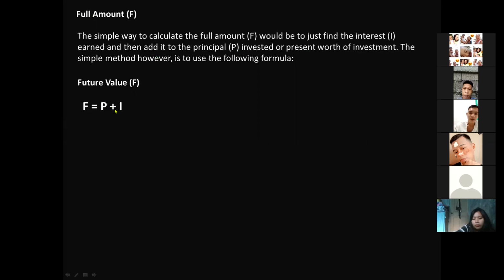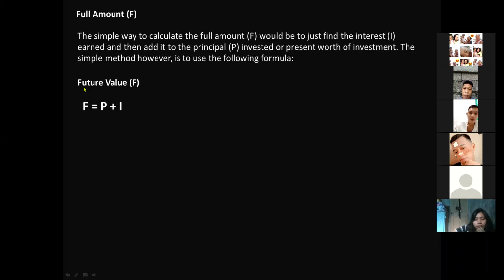Puhunan plus kita, or P plus I. Idadagdag mo lang yung kinita mo doon sa puhunan mo. So yun na yung present worth mo ngayon dahil kumita ka na. Yan ang tinatawag nating future value, or future amount, or full amount.